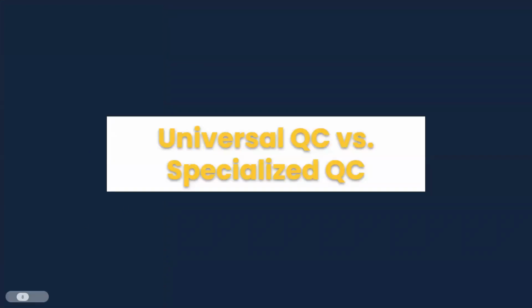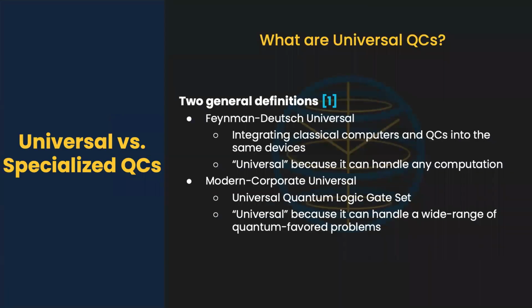Okay, so getting into the real stuff here. Universal versus specialized QCs. There's two general definitions that people can mean when they're talking about a universal quantum computer. One is the Feynman-Deutsch universal quantum computer, which is basically talking about one device that integrates a classical computer and a quantum computer together. And so it's universal because it handles every computation. It's the computer you go to for any problem you ever have. The stuff that classical computers are good at, it's good at because it has some classical computer stuff. Things that quantum computers are good at, it's also good at because it has some quantum computer stuff.